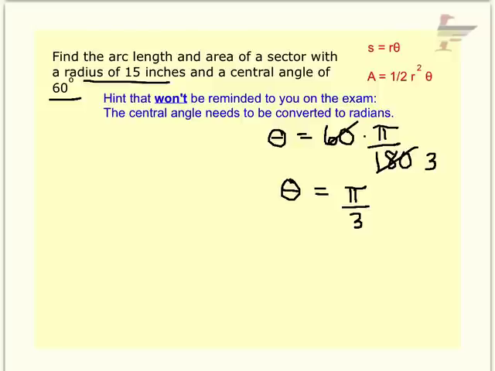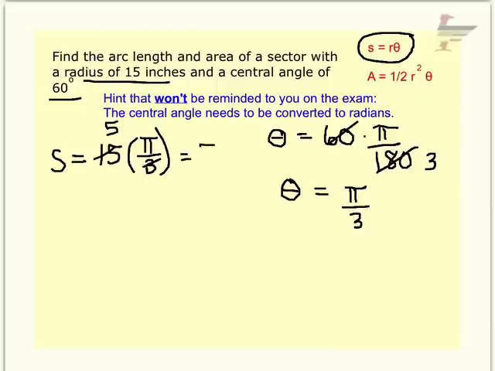To find the arc length, I'll start with this formula. S equals my radius, which was given as 15. Just be careful if it's the diameter, pay attention to details. Times the theta, which is converted to radians, and 3 goes into 15 5 times, so that's going to be 5 pi units. Oh, I'm sorry, it does give you inches. So 5 pi inches is the length of your arc.